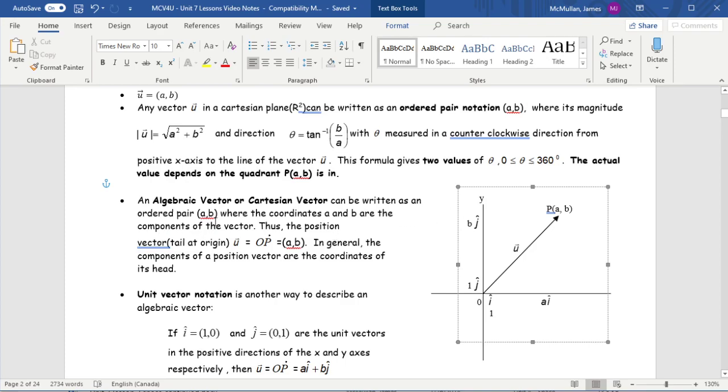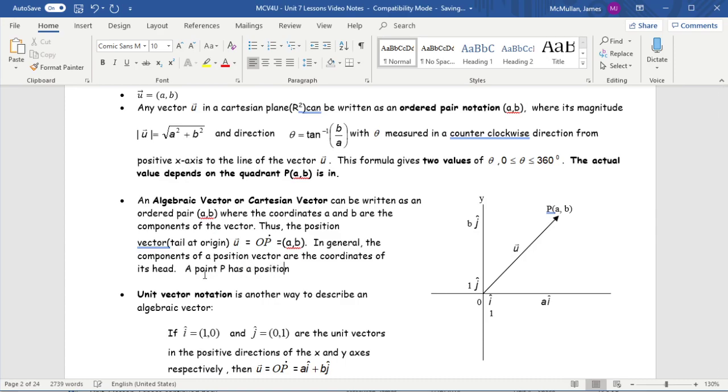Okay, so a Cartesian vector can be written as an ordered pair where the coordinates a and b are the components of the vector. So a is moving left and right, b is moving up and down. Thus, the position vector from O to this point is AB. Now understand the position vector is how to get from the origin to whatever point you're talking about. So a point P has a position vector OP.